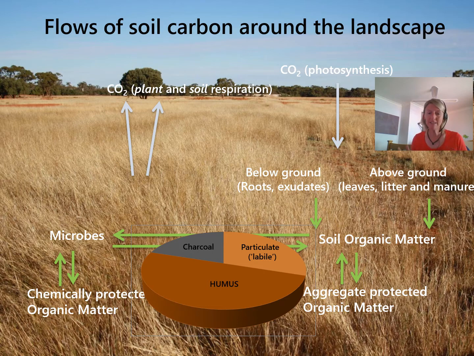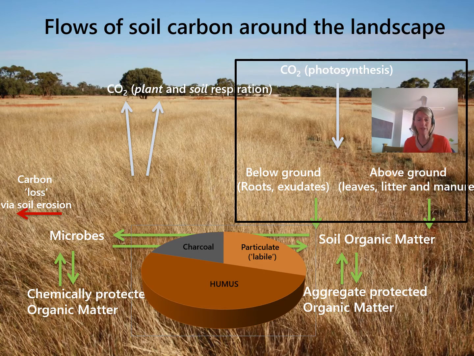But as I said, this is a flow of carbon around the landscape. So carbon can also be lost via soil and plant respiration through those decomposition processes as well, and also lost via soil erosion. Now, with soil erosion, that's where we've got the physical removal of soil particles and the carbon that's associated with those particles as well.